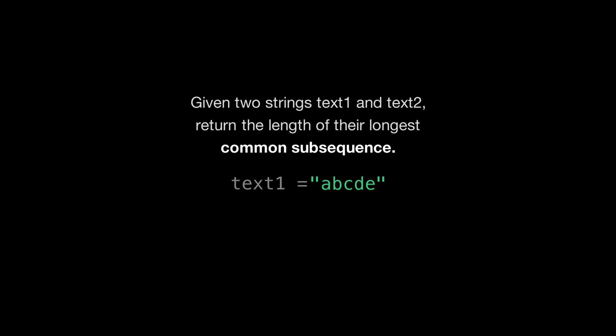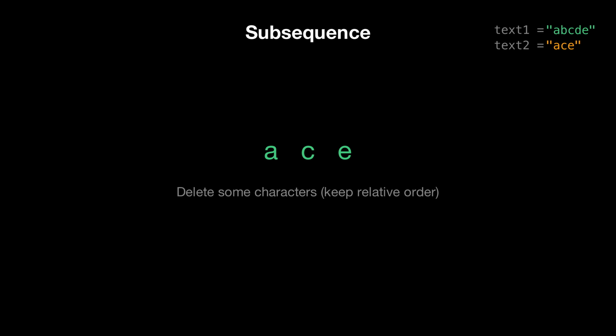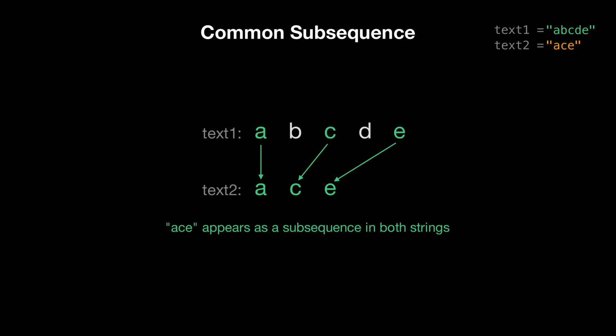So if we were to remove the characters B and D from text1 while preserving the relative order of the remaining characters, we'd end up with the subsequence A, C, E, and that's a valid subsequence of A, B, C, D, E. Now, a common subsequence is just a subsequence that appears in both strings. So the subsequence ACE that we found in text1 also appears in text2 because it's already ACE, and therefore ACE is a common subsequence. We know that there's no common subsequence that could be longer than this because we're already using the entire string in text2. So in this example, we can return 3 as the longest common subsequence.